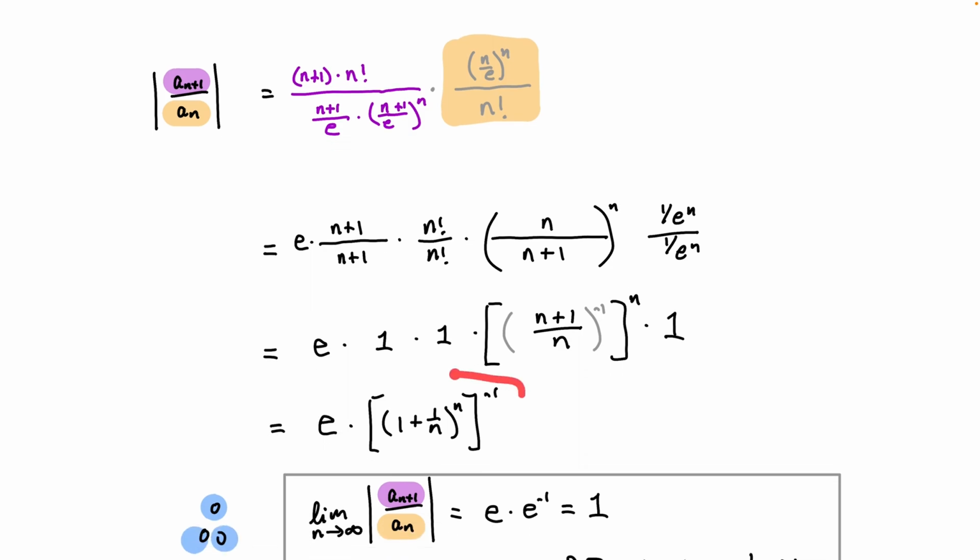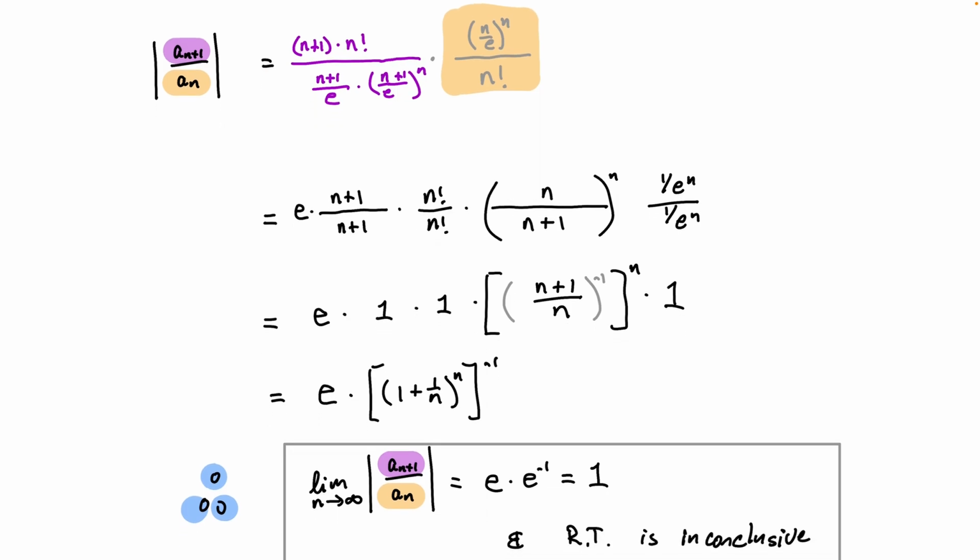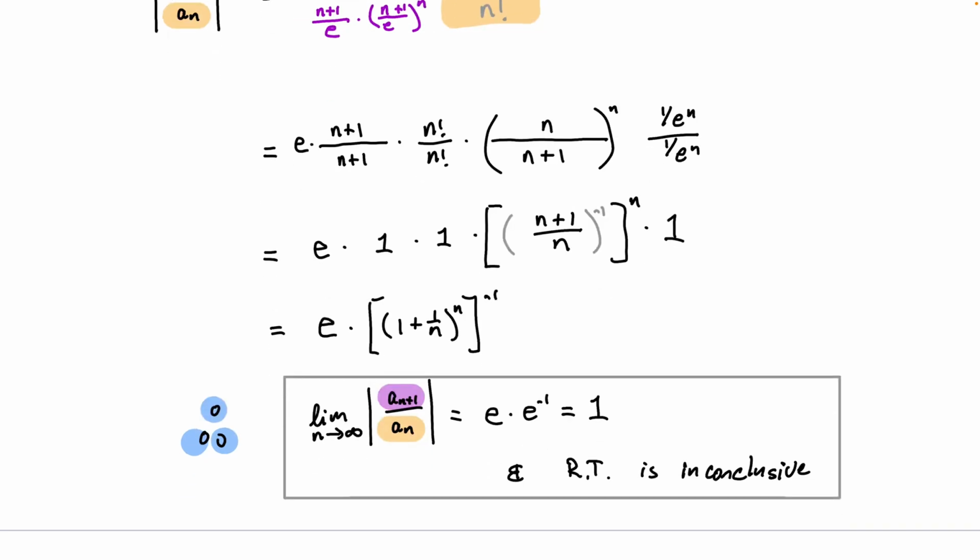Nice. So this has made it easy to identify that it will limit to e to the negative 1. Inside will limit to e, and then this is being raised to the negative 1, so that's e to the negative 1. And e times e to the negative 1 is 1. And in the ratio test, that is the borderline case where the ratio test provides no information. Beautiful.